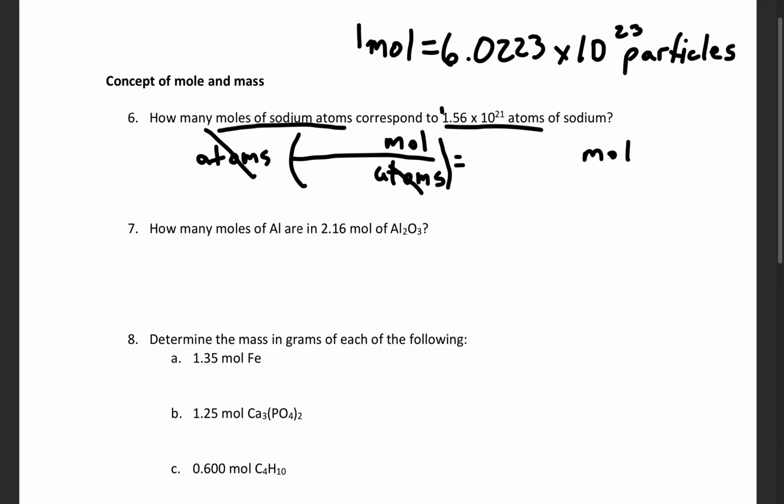Now, I have three significant figures here. This is not a significant figure. This is your scientific notation. I have more significant figures here than I need, so we're going to end up with three significant figures.